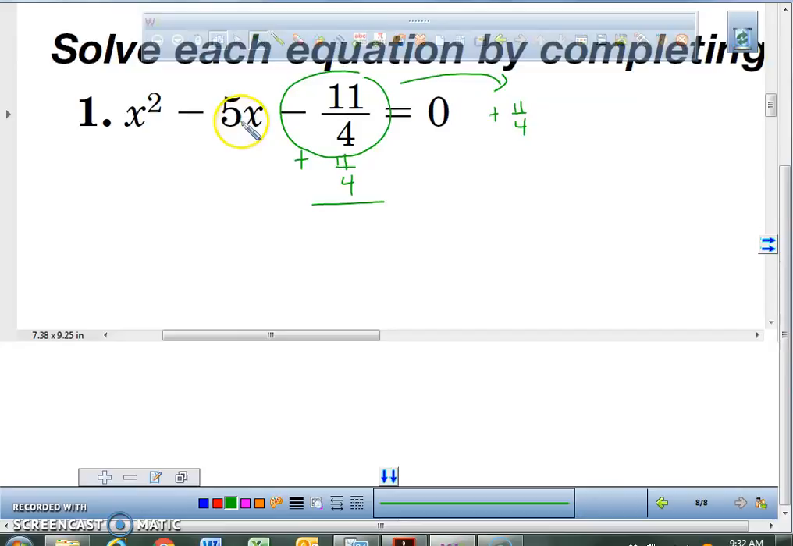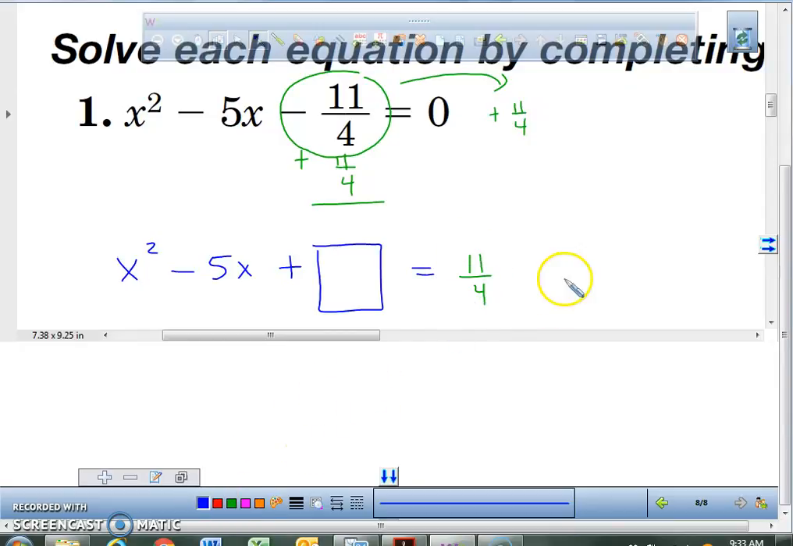If and only if, right now, what would be half that number? Half that number would be a negative 2.5. Is negative 2.5 squared equal to negative 11 over 4? No. So we have to move this across. We'll have x squared minus 5x, put a plus in empty box, we're going to complete the square, equals, and what did we move over? We moved an 11 over 4, 11 fourths over, and put plus in empty box.